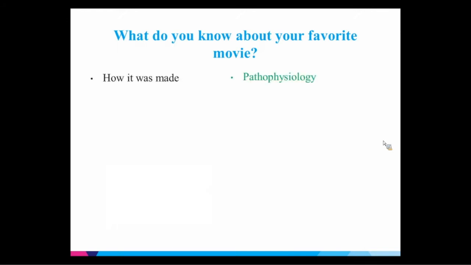So the way that I think about it is, what do you know about your favorite movie? For people who are really into Lord of the Rings, they know where it was shot and how it was produced, so they know how it was made, and that's kind of advanced knowledge, like the pathophysiology of that disease. Who's in it? Who watches it, right? So like Forrest Gump, maybe there's a particular population of people who watch and a particular population who don't. Often the med students on the wards will tell me, oh, my favorite movie is Mean Girls.